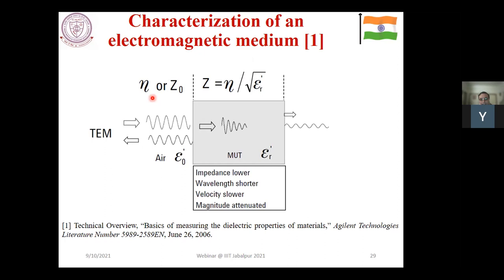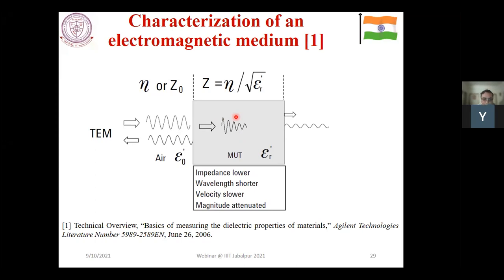And from the circuit point of view, there will be reflection, right? And if a mismatch is there, from the transmission line concept you can think of the formation of standing waves, right? So here you can find out the characteristic properties of this particular object.